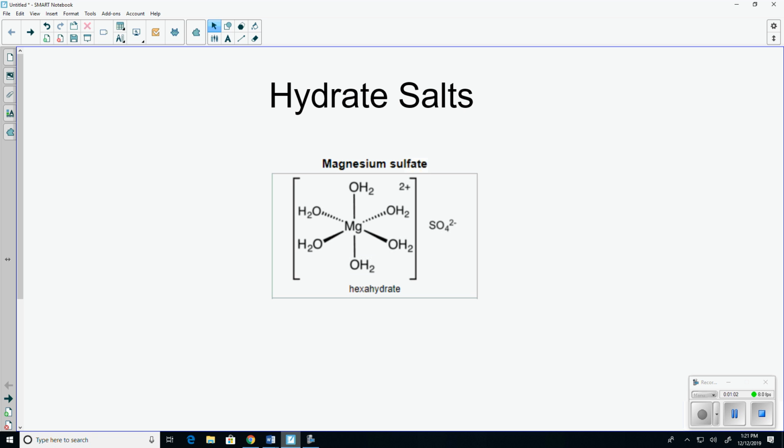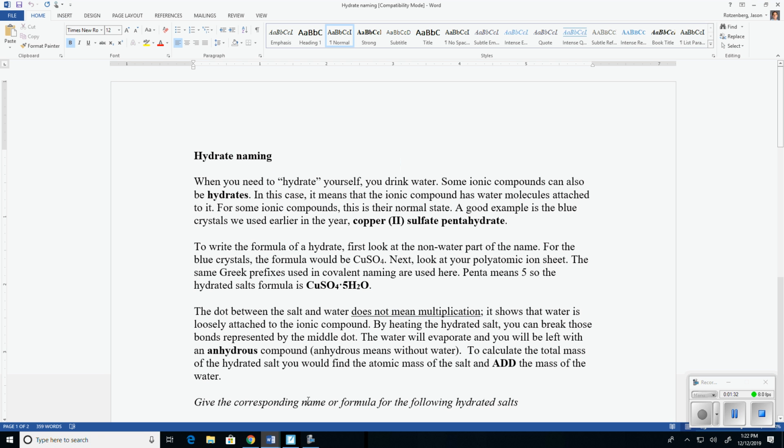Those blue crystals that we worked with earlier in the year, that we're going to work with again, CuSO4.5H2O, means that water's loosely surrounded that. If you think of the term hydrate, you might not think of it in a chemistry class, but if you hydrate yourself, you add water. Some ionic compounds are more stable when they have water added to them. That's basically what this top paragraph or two is talking about.